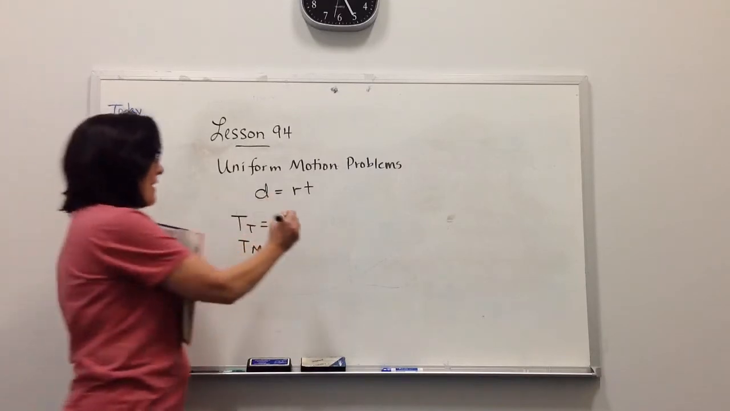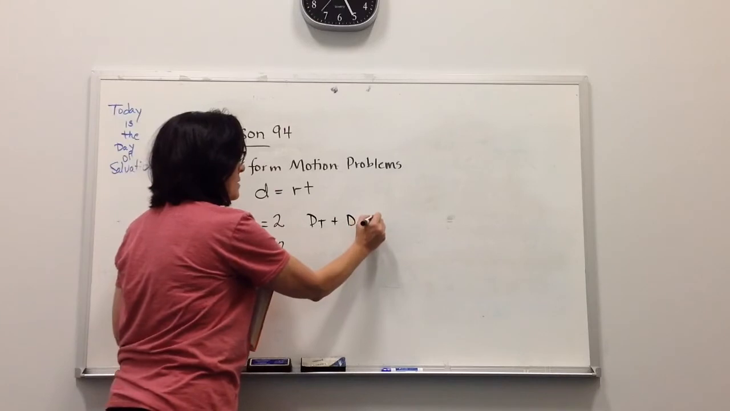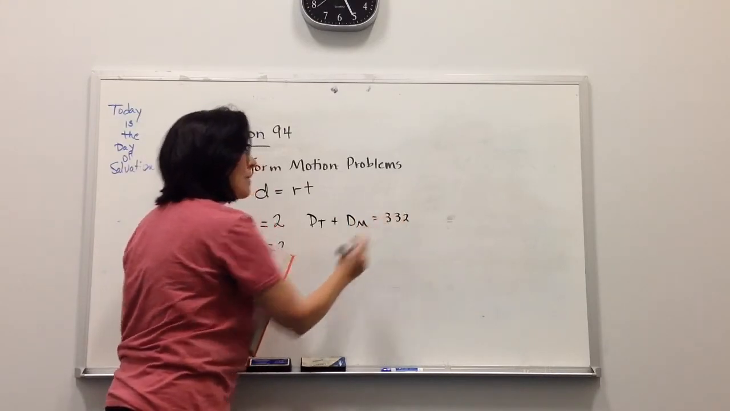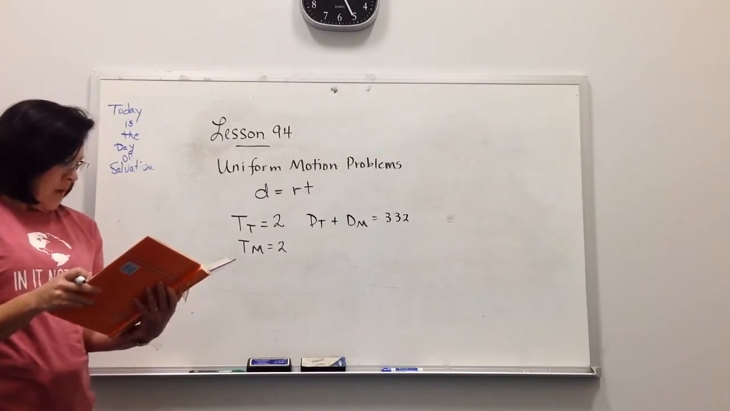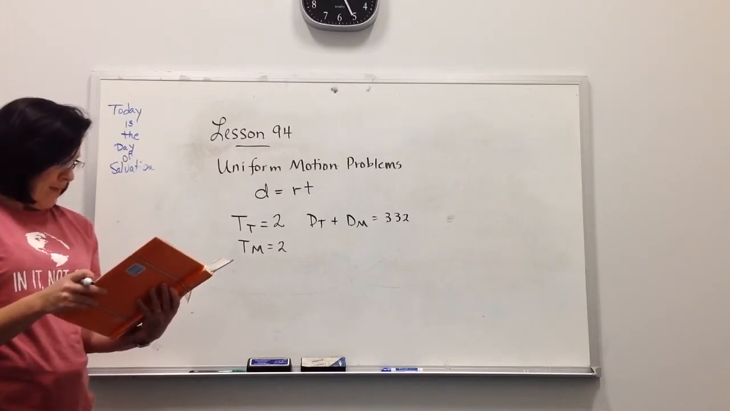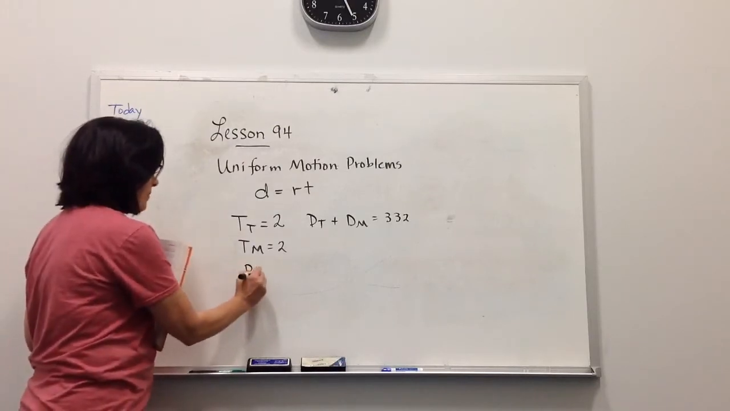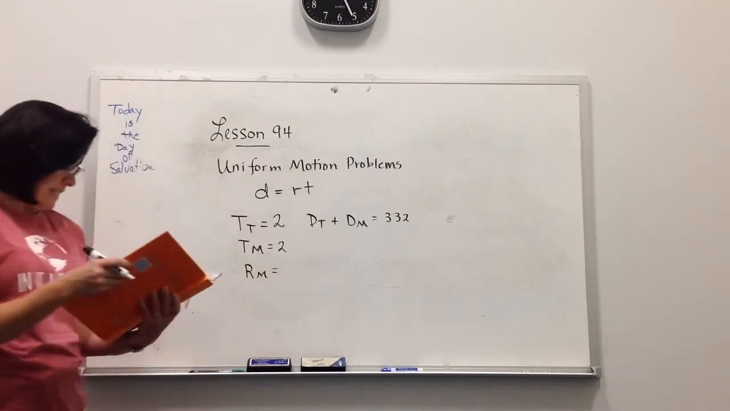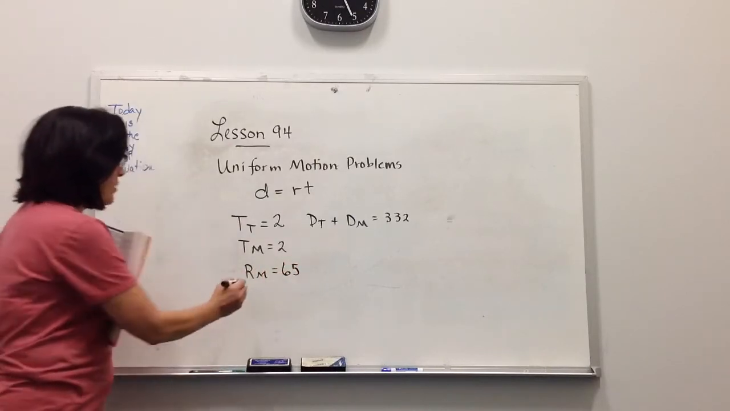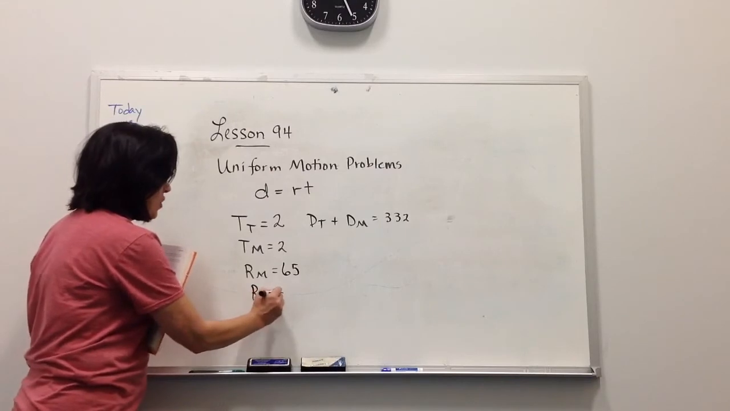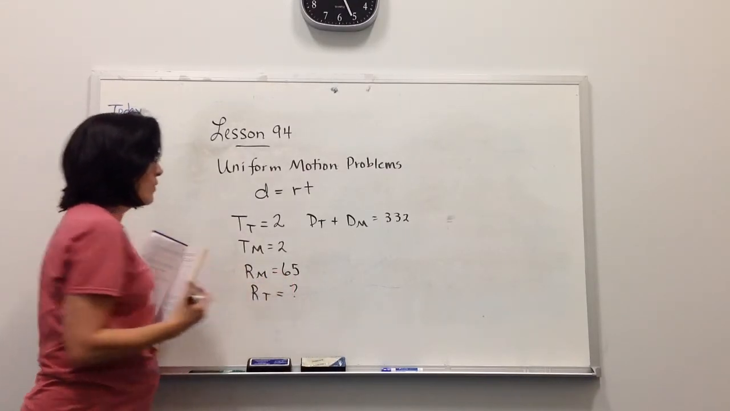We know that the distance of both of these together is going to equal 332 miles. The distance that each train is traveling is the same route. We also know that the rate for the train that leaves Mackinac is 65 miles per hour, kilometers per hour. We do not know the rate of the train that leaves Toledo. I believe that's what we're going to be looking for.